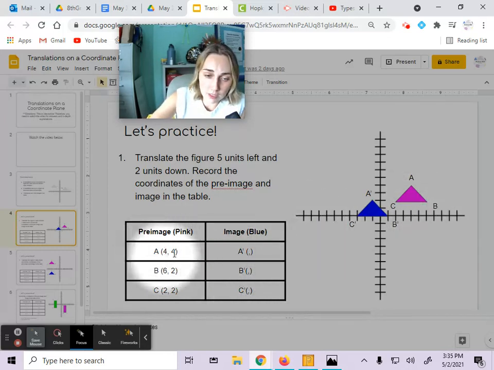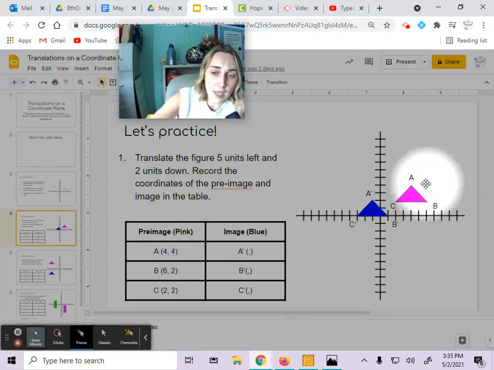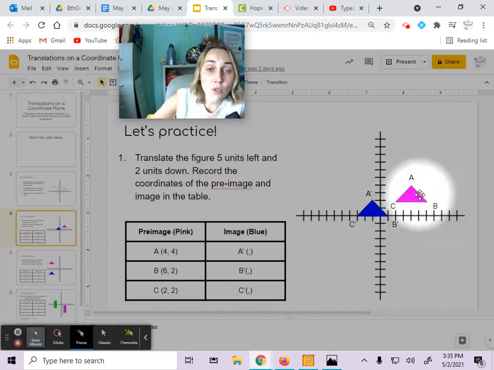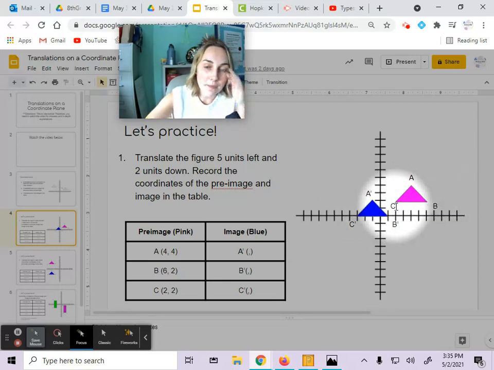So first, let's look at vertex A, okay? Because when we're moving a shape, we're not moving the whole thing, we're moving every single vertex, okay? So we're moving vertex A 5 units to the left and then 2 units down. We're moving vertex B 5 units to the left and 2 units down, and the same thing with C, 5 units to the left and 2 units down, okay? We're going to move the whole shape, and to move the whole shape, we have to move all of our vertices, okay? So that's how we're going to do it.